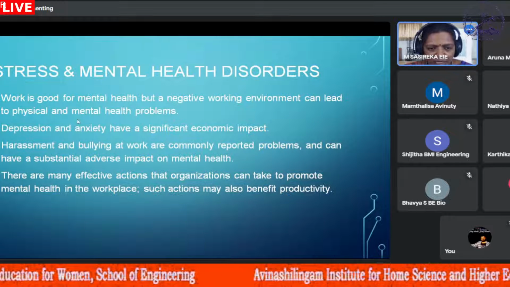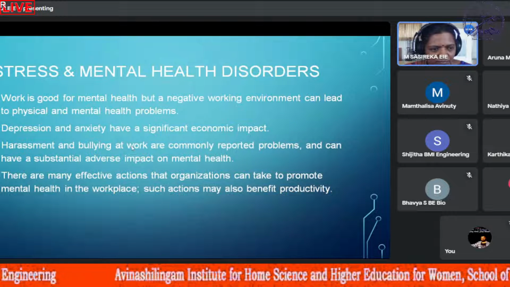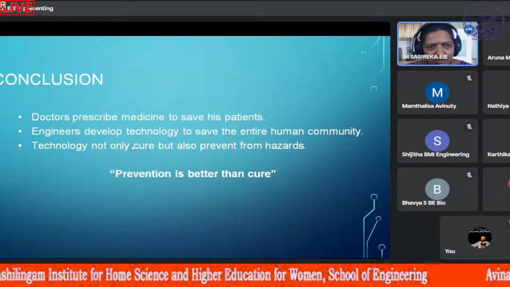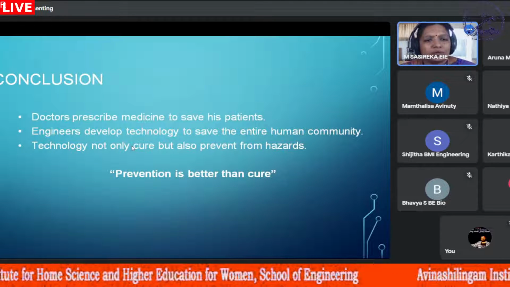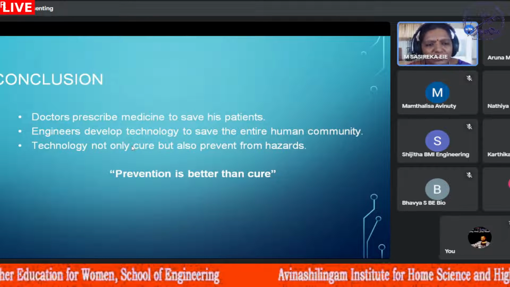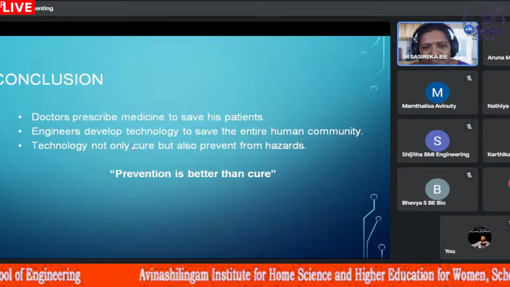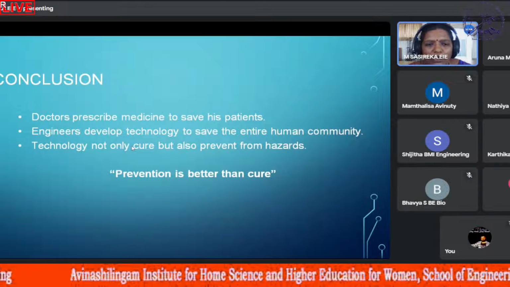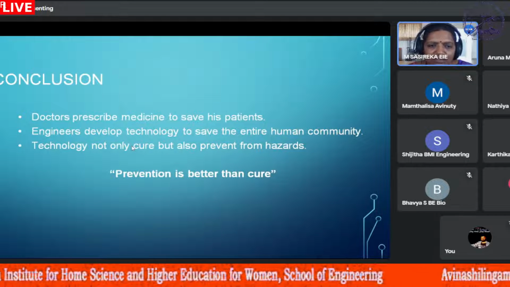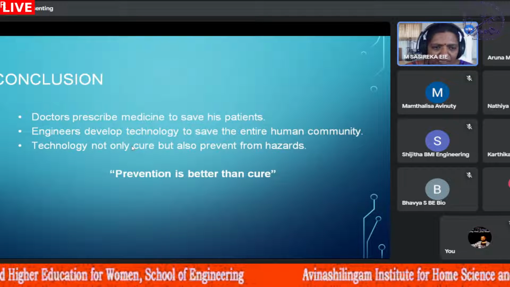I think I have come to the end of the session. So, conclusion. Doctors prescribe medicine to save their patients, and engineers develop technology to save the entire human community. What I mean here is that doctors can give treatment only after the disease has affected them.